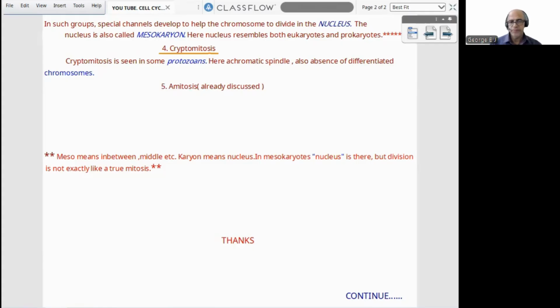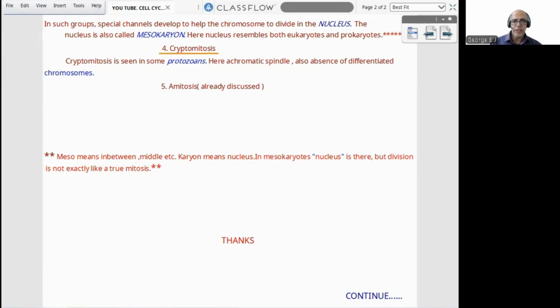Cryptomitosis is seen in some protozoans. Here, the spindle is achromatic, and there is also an absence of differentiated chromosomes. Mitosis, we already discussed earlier. Now, this star, I will explain why it is.